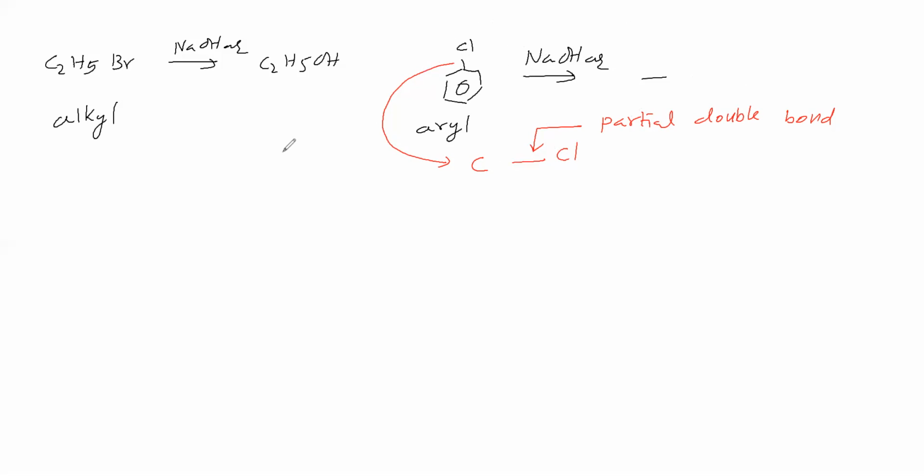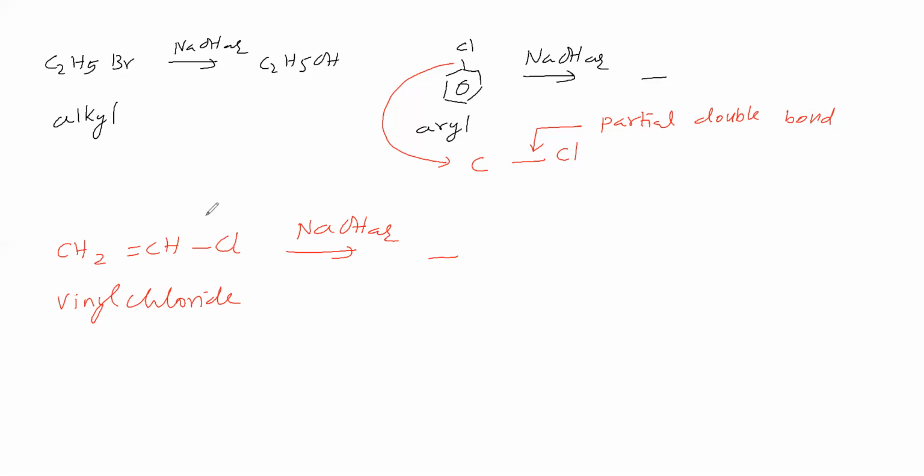Now we will take vinyl chloride, CH2=CHCl. Vinyl chloride with aqueous sodium hydroxide. What is the reaction? No reaction. So why is vinyl chloride not reacting with aqueous sodium hydroxide?